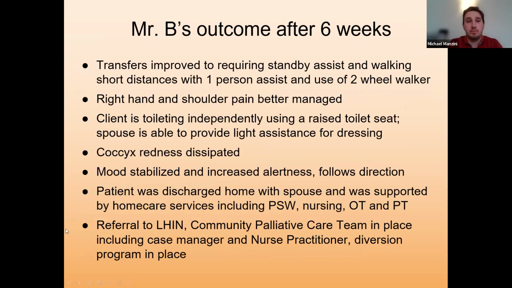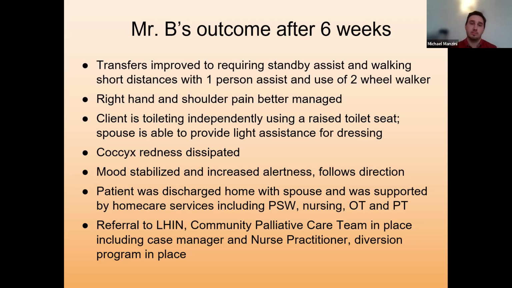Yeah, so in terms of Mr. B's outcome, after about 6 weeks, we noticed that his transfers had improved and he was only requiring standby. That means somebody's there just for safety. He was starting to be able to walk some short distances with one person helping and using the walker. His right hand and shoulder pain was better managed. And he was also able to toilet independently using a raised toilet seat, with the spouse able to provide some light assistance for dressing.